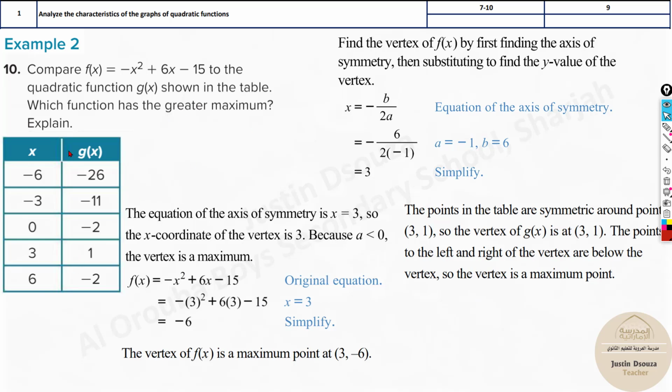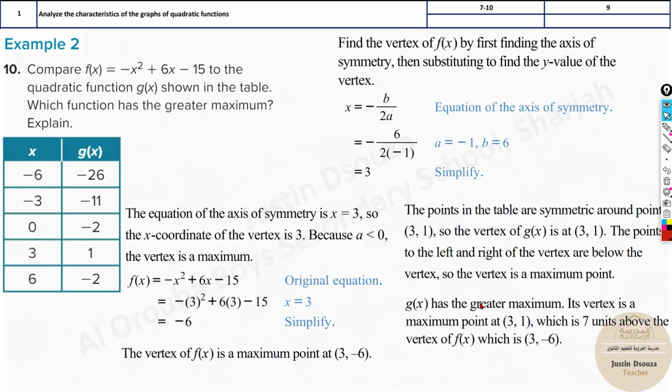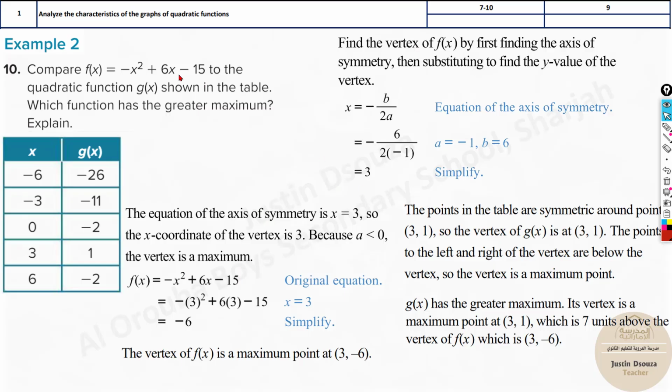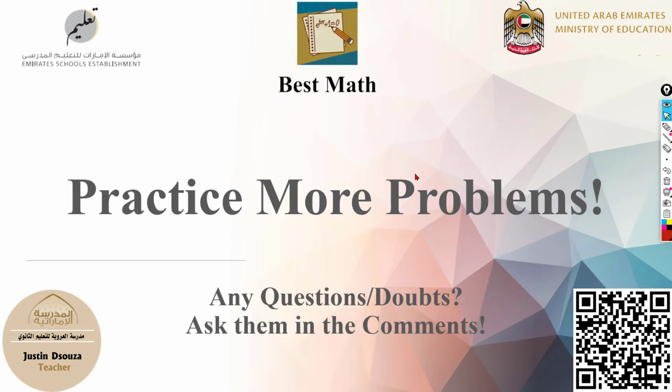Which is having the greater maximum? The function g of x has the greater maximum. Why? Because this is the vertex point here, whereas 3, minus 6 is the vertex for the f of x function. Compare them and write it. That's the end of the first question. Very simple. Just try to make sure you understand the standard form, the formula. And if it's 2 graphs, plot the other graph, compare it, and just try to practice more problems and be thorough with this.